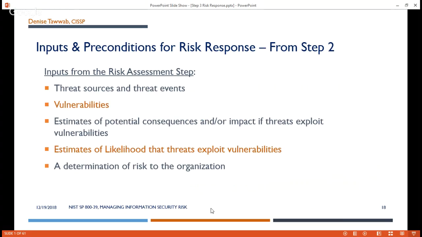All right, inputs and preconditions from step 2, the risk assessment step. Threat sources and threat events, vulnerabilities, estimates of potential impact if threats exploit vulnerabilities, like how bad is it going to be if something bad happens, the estimates that something is likely to happen, and a determination of risk to the organization. All of this stuff comes out of the risk assessment step, which is step 2 of the risk management process.